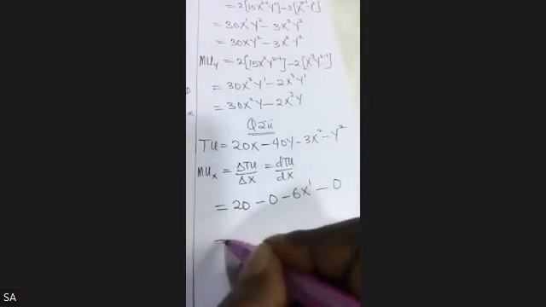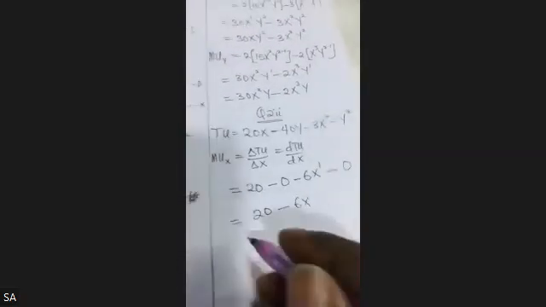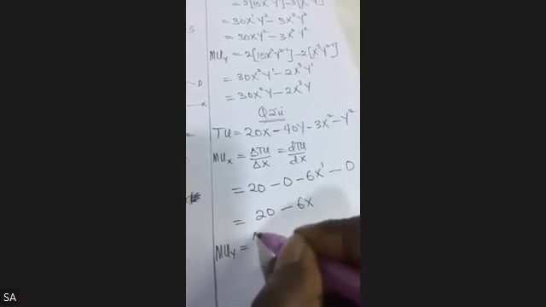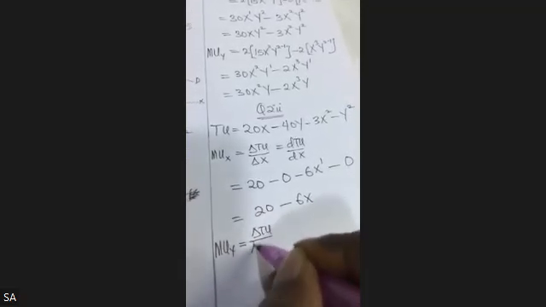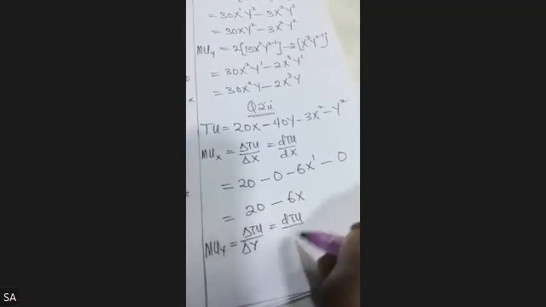So let's quickly sort our answer out. Our answer is 20 minus 6x. That is all. That's your answer here. So class, let's do marginal utility of y. Marginal utility of y is change in total utility over change in y, which gives us the dTU over dy.